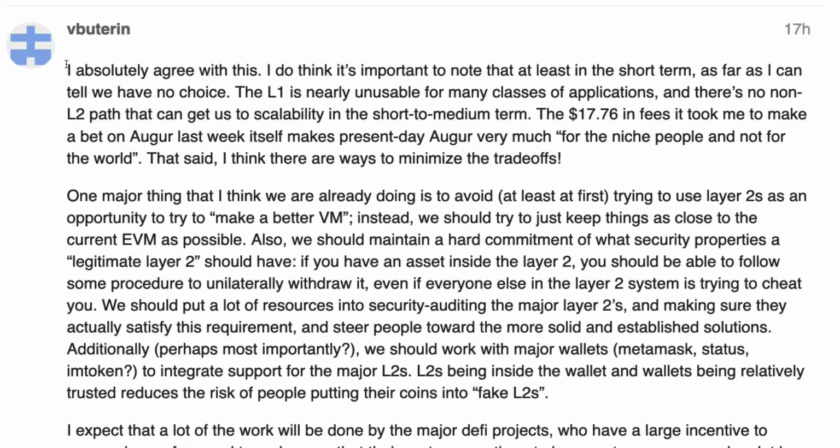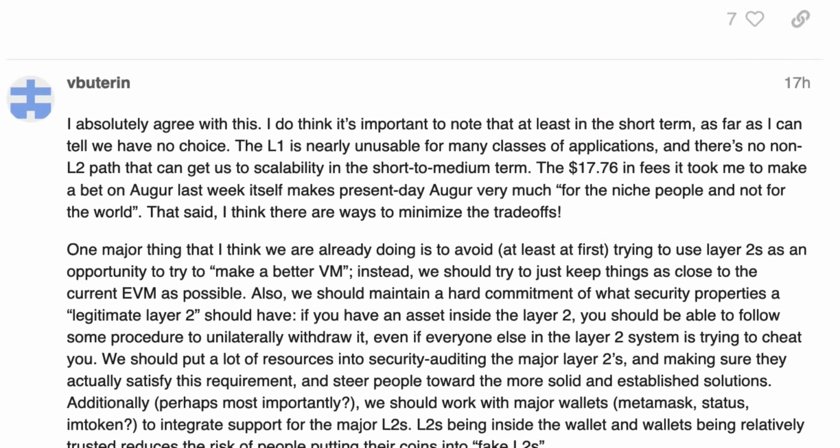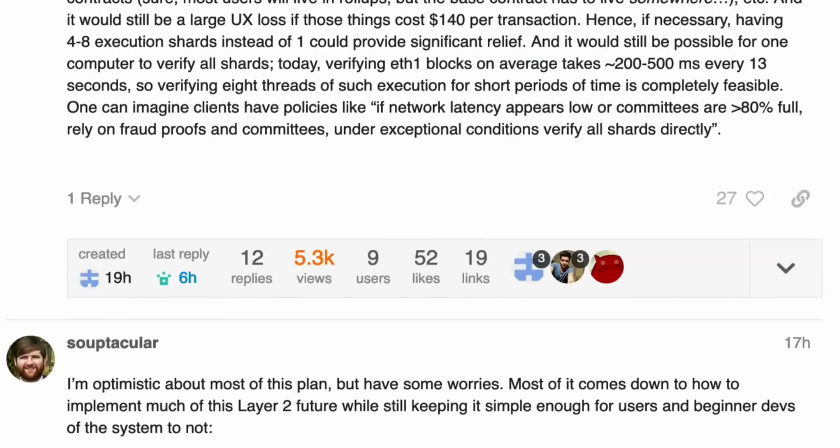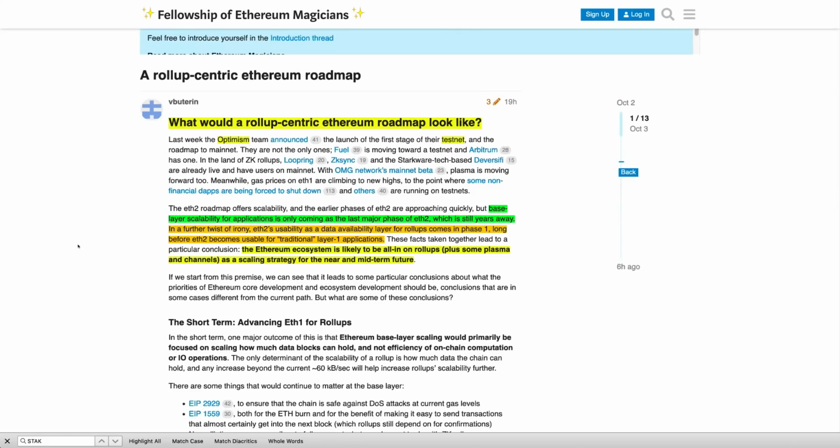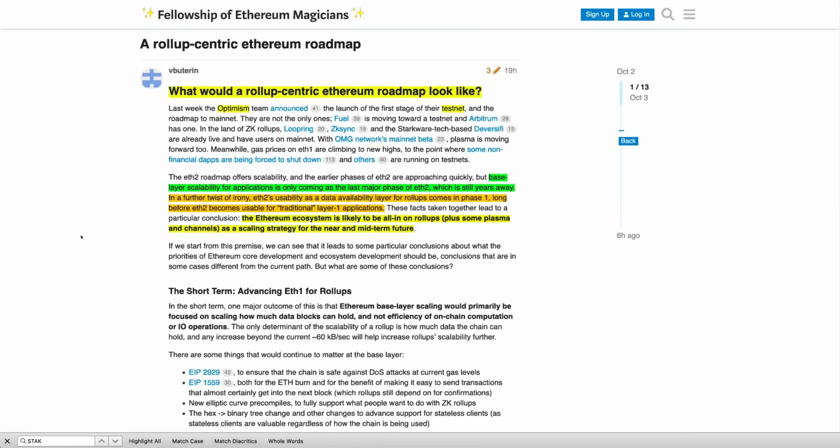Vitalik Buterin replied by saying, I absolutely agree with this. I do think it's important to note that at least in the short term, as far as I can tell, we have no choice. So again, a bit concerning that we might have to sacrifice adoption and usability. But a lot of people are working on this. I have faith that they will figure it out and that it's just a matter of time. But that doesn't deny the fact that it's important to be aware of what the challenges are and what will work and what won't work.